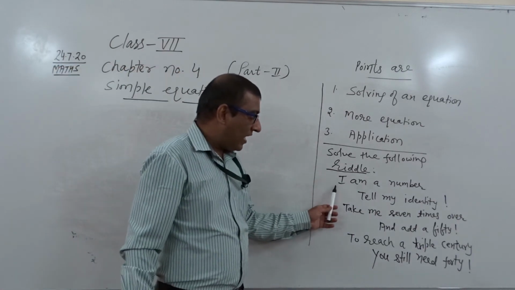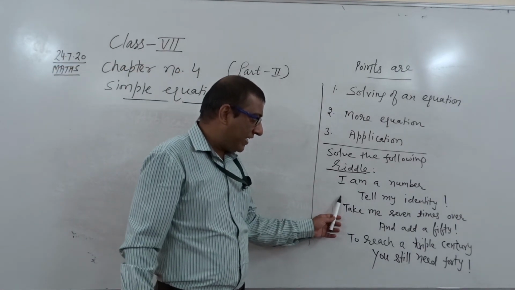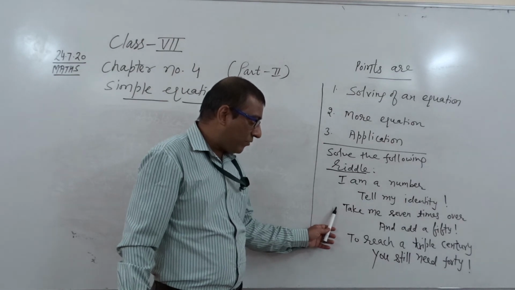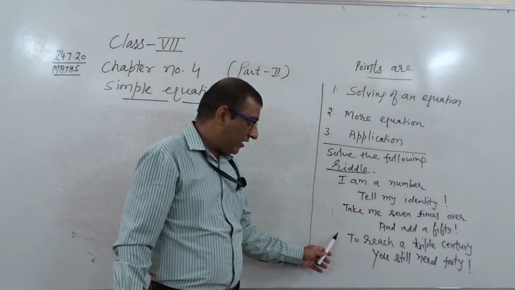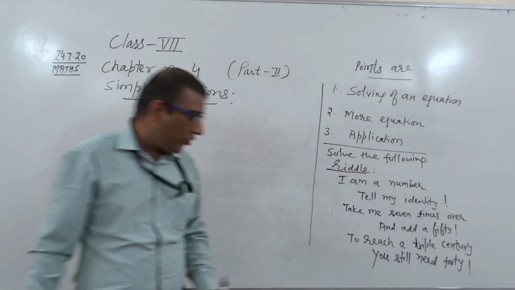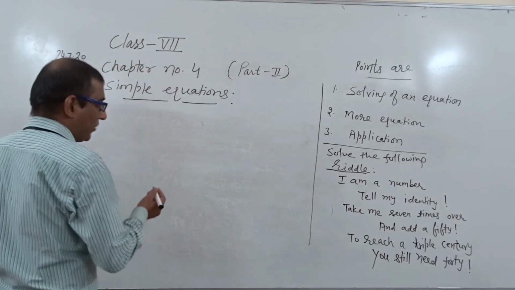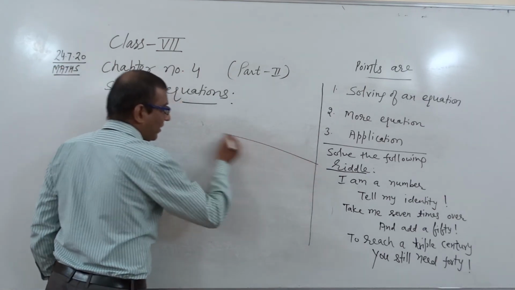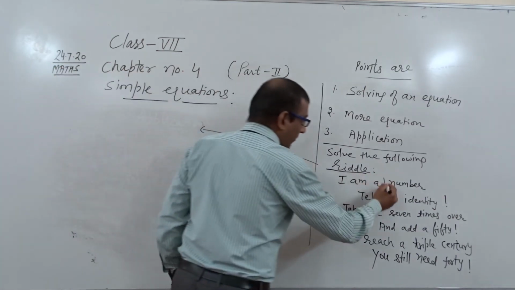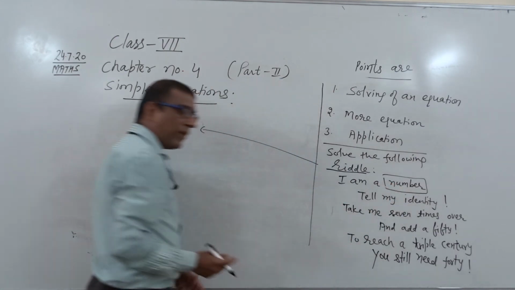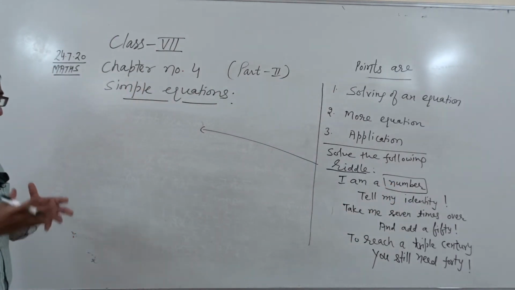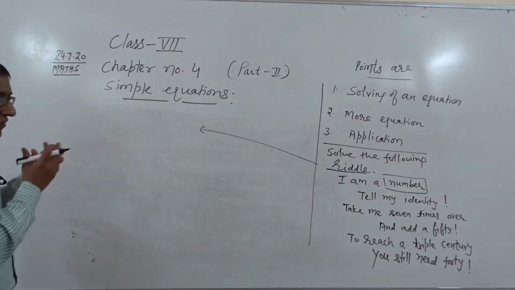Solve the following riddle. I am a number, tell my identity. Take me 7 times over and add 50. To reach a triple century, you will need 40. So how can we solve these application based questions? If you see, first we have to introduce a number, because an equation is related with a variable, an unknown number. So first we will take a number.